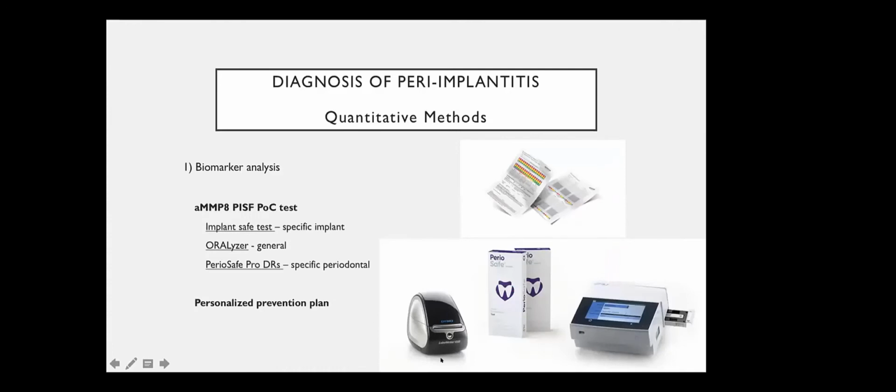So this is how it looks. This is your machine. There are 3 different types of tests. You've got the implant safe test, which is specifically for implants, and you place a little strip into the pocket where the implant is. And then you've got the oralizer, which is more general. It's more of a screening tool to see if there's any elevated collagen breakdown in the mouth generally. And the last is specific for periodontal disease, the PerioSafe, for patients who have periodontal disease on specific teeth. And again, you just put a small litmus paper inside the pocket. And here you can see this personalized prevention plan that can be created and followed by the patient and the clinician, and that can be carried on from one clinician to another, and it's very easy to read and convert.